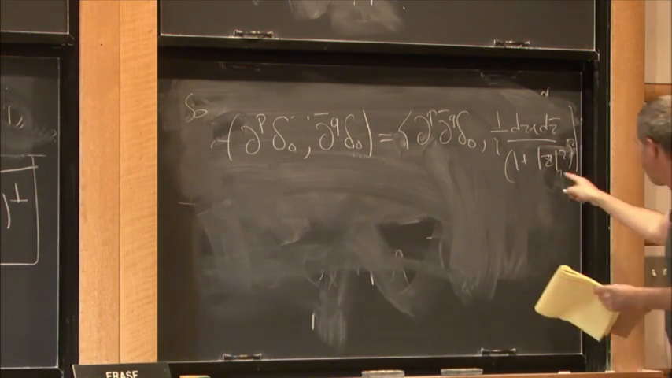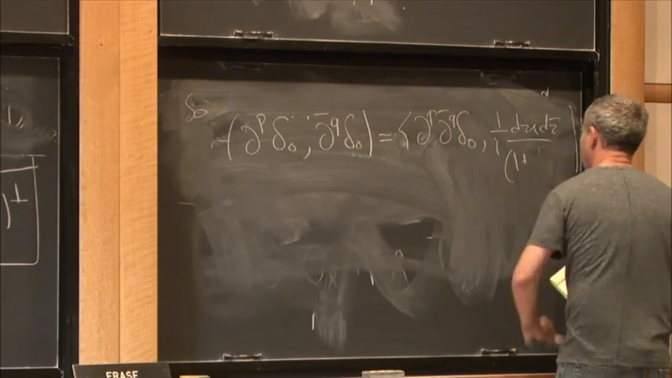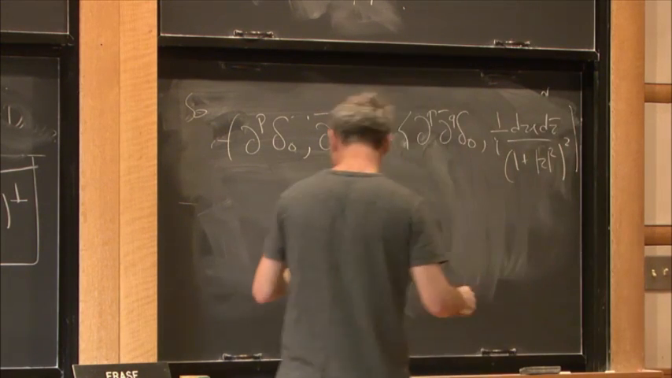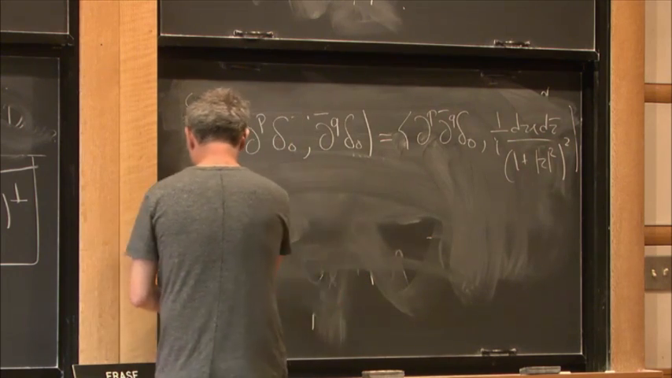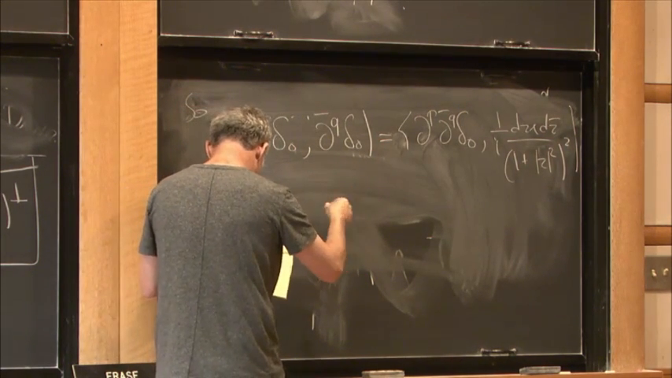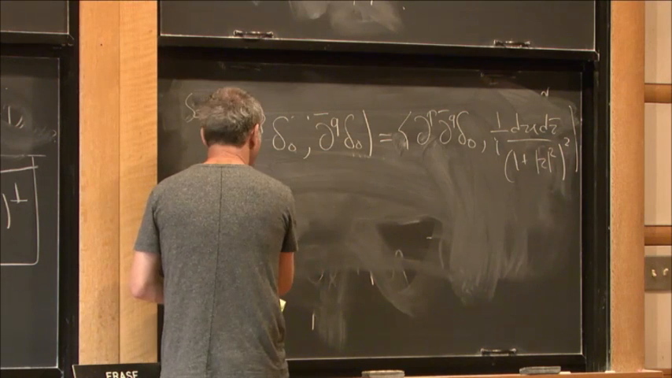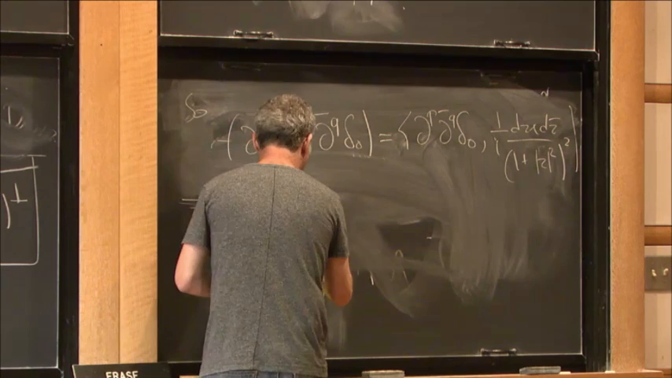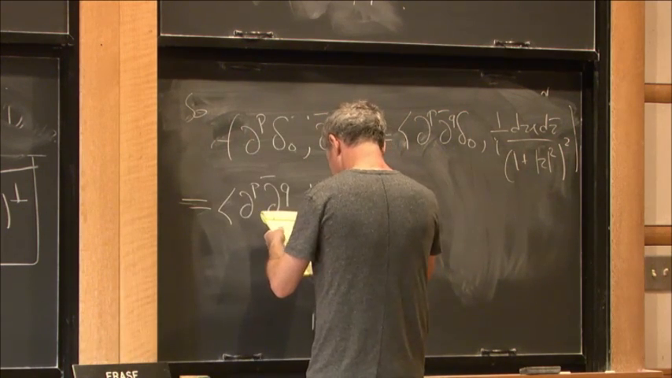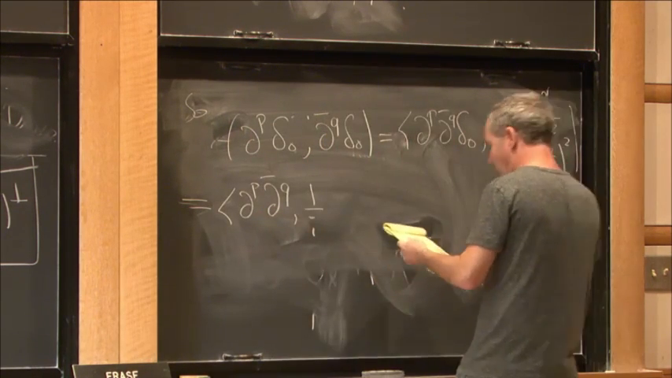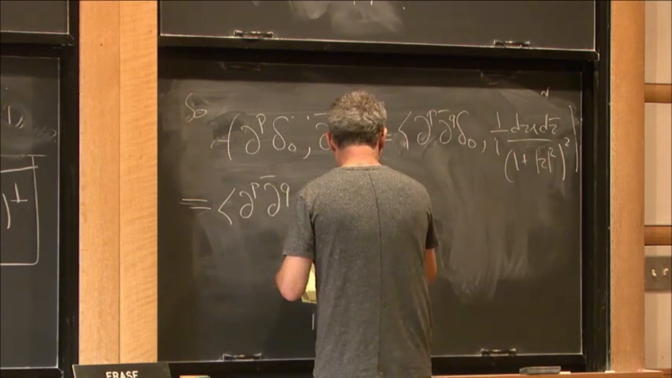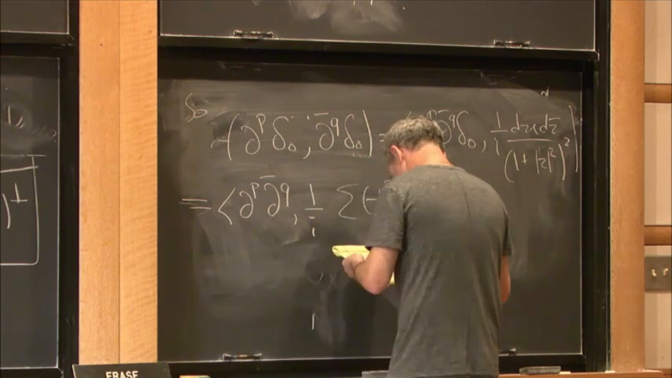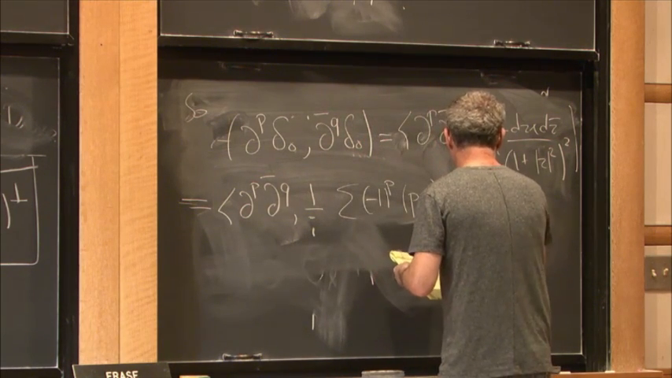Okay, but now what is this right here? Now here comes the cool part, which I think is just crazy, but that's the way it is. So we can move the delta, well, let me write it like this. So this is equal to partial^P partial^Q bar of 1 over i. Okay, and I'm going to write it in a different way. I'm just going to expand this out. So this is the sum over P of (-1)^(P+1), absolute value of z to the 2P.